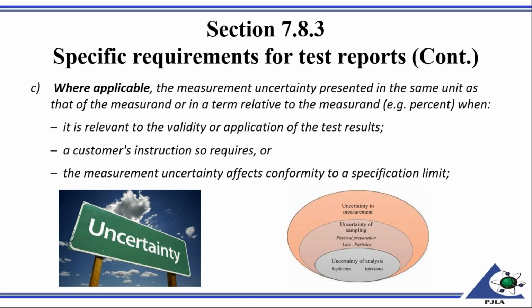The measurement uncertainty affects conformity to a specification limit. So if the uncertainty is going to affect the ability for you to meet a specification limit, then you need to include it. If it's not, then you don't necessarily have to include it. But under these three requirements or criteria, then you're going to need to apply it where it's applicable. So the where applicable gives you even more wiggle room than the rest of the statement itself. So just be aware. This is just for testing. Calibration, you're probably going to want to include the measurement uncertainty. But for testing, there's a lot of different types of tests. So they give you a lot of wiggle room for this section.